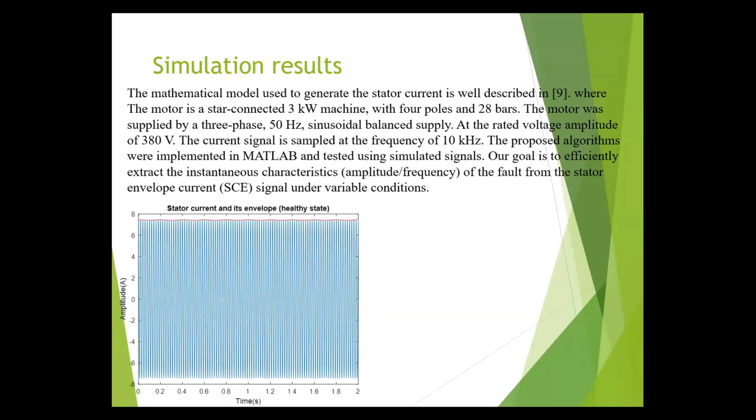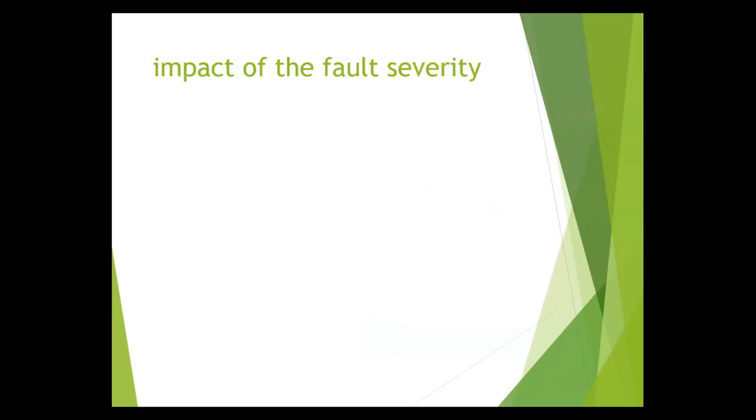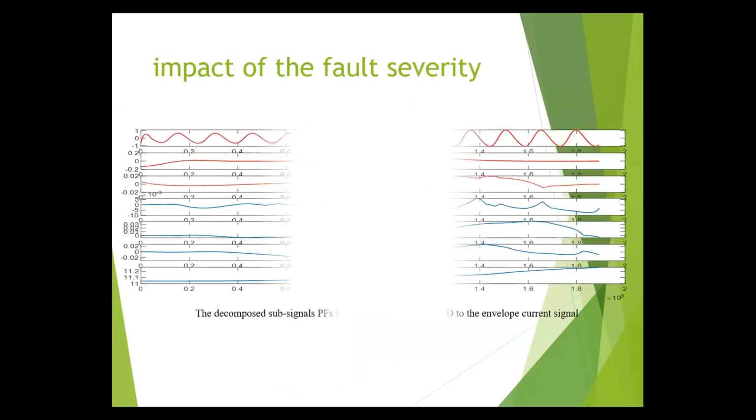This figure presents the simulation result of the stator current signal and its envelope, where the envelope is colored red and the stator current is colored blue, for a healthy state and for a faulty state. We can observe in the faulty state the occurrence of an oscillation that confirms the presence of a fault. We'll study here the impact of the fault severity.